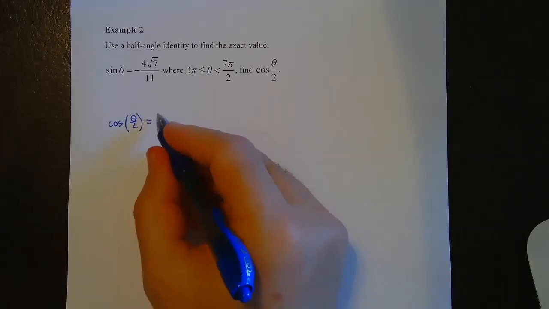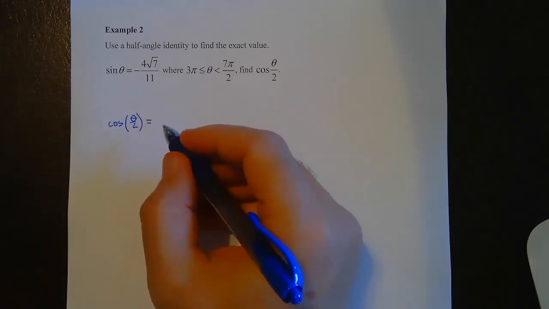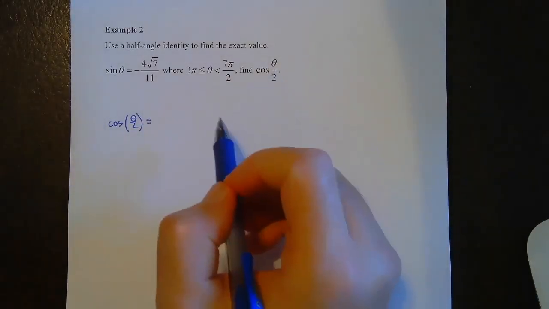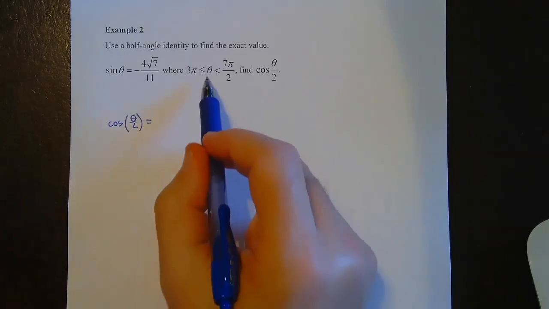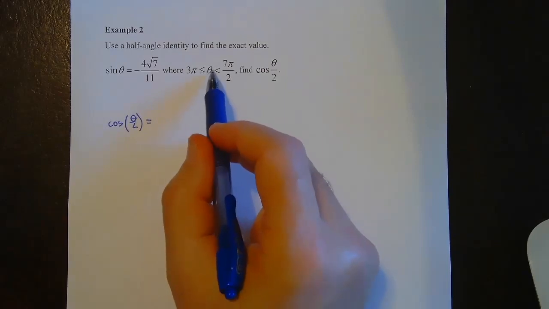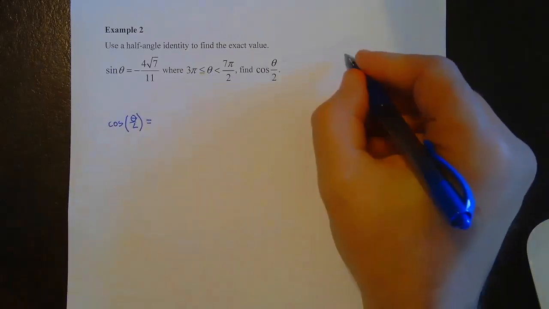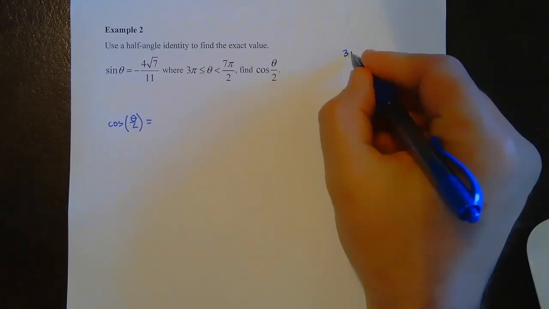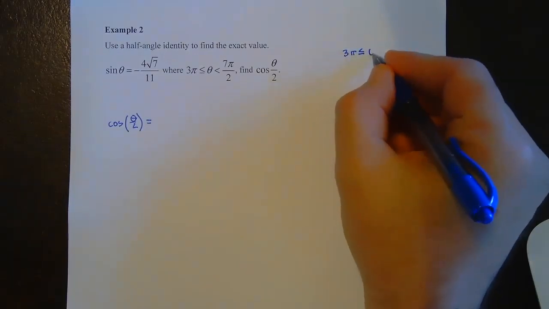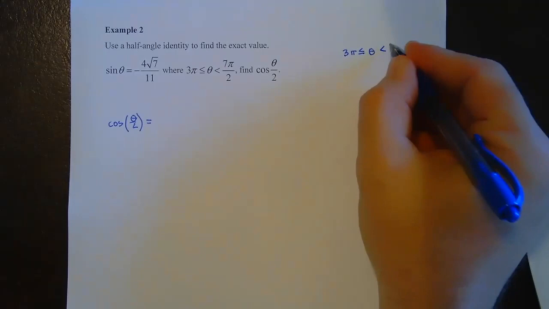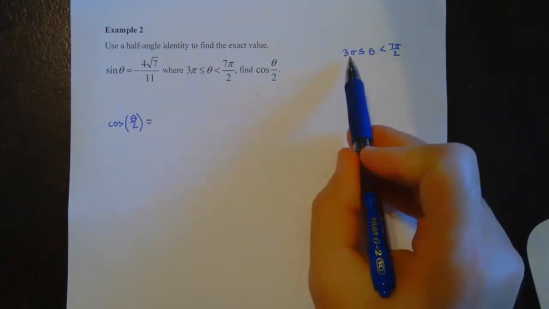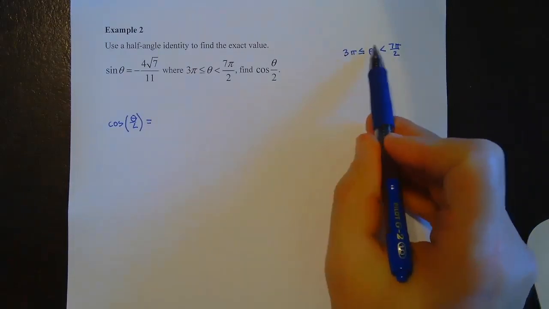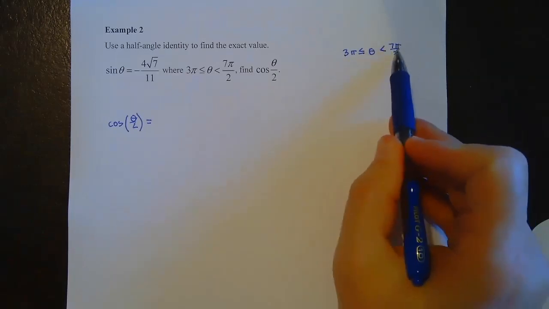either a positive or a negative value. We don't know yet because we have to figure out where theta over 2 is. And we actually can. This says theta, it doesn't say theta over 2, but we can convert this to theta over 2. The way we're going to do that is we know 3 pi is less than or equal to theta, which is less than 7 pi over 2. Now this inequality holds if I multiply each part by 1/2.